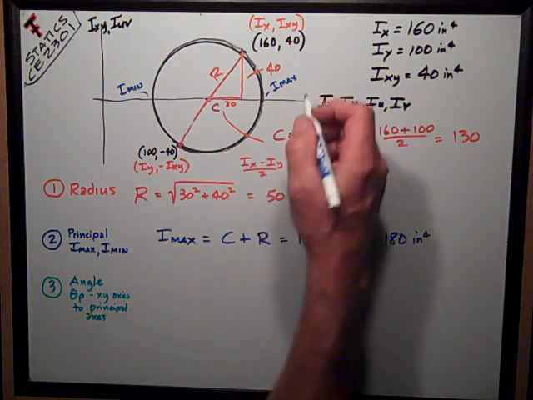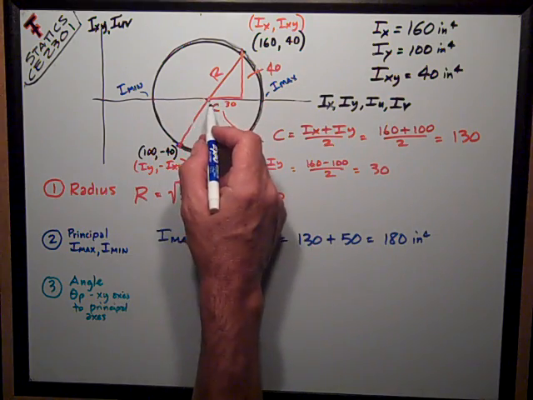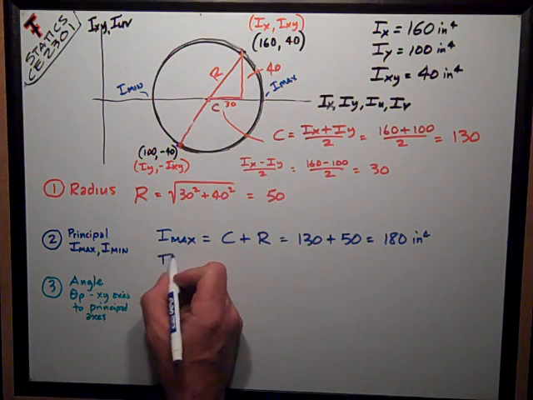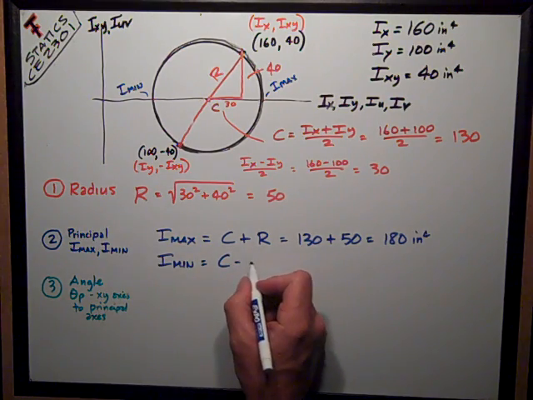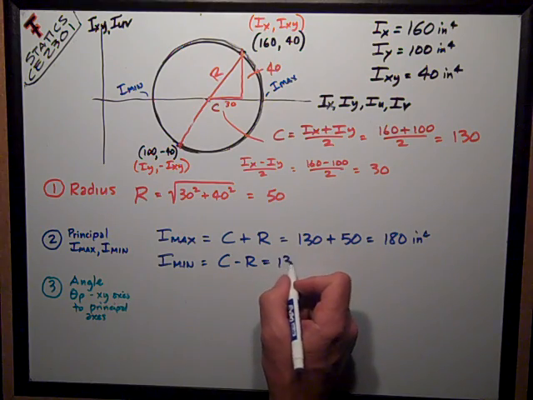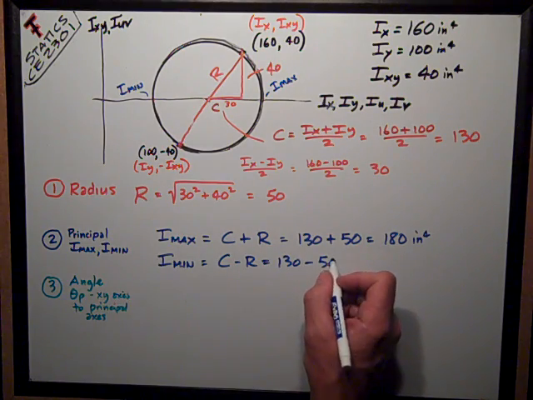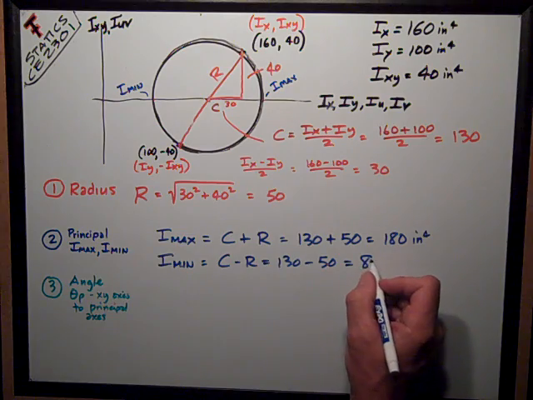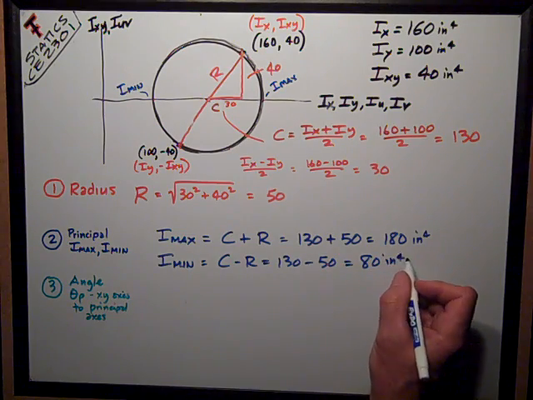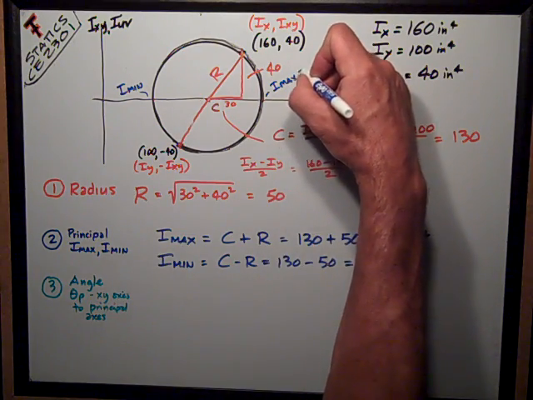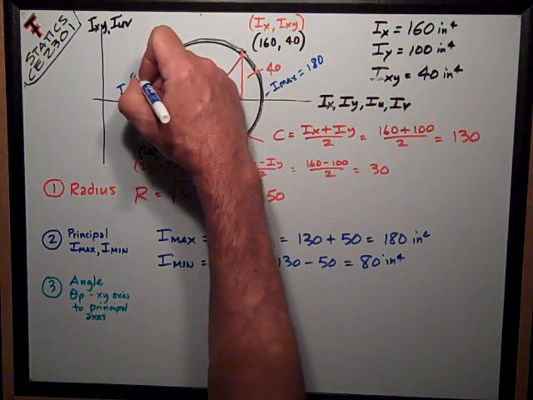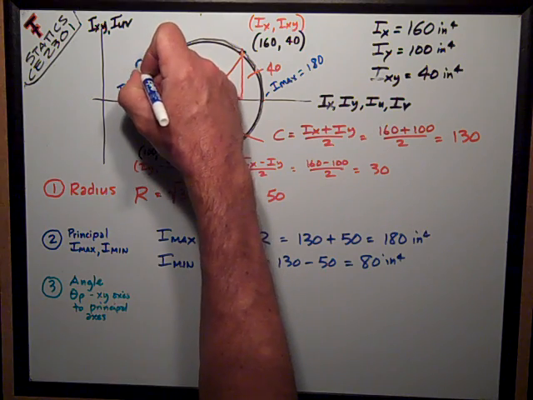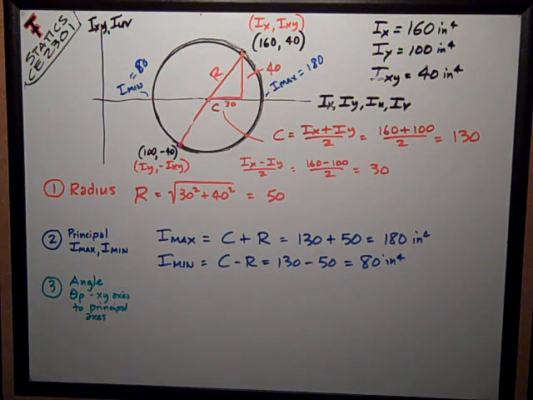The minimum is over here on the left. It's the center minus the radius. So it's pretty easy to see that. Center minus the radius is 130 minus 50, or 80 inches to the fourth. So this is 180, and this is 80 over here. And that's the second answer.